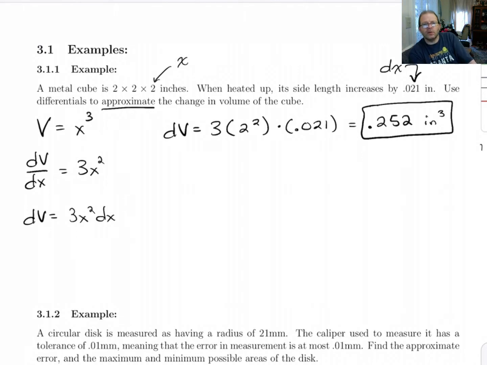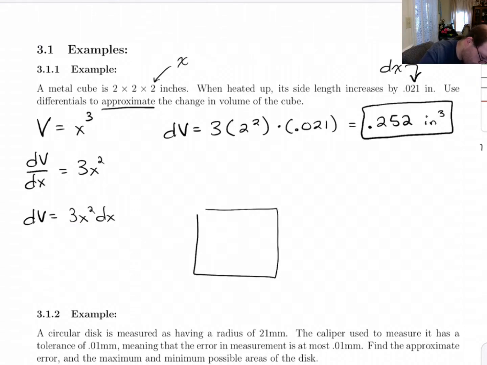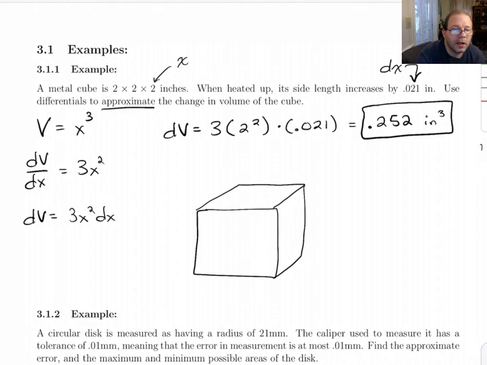But let's talk about what's going on here. Specifically, I want to talk about the geometry going on behind this. When we start out, we've got a cube that's 2 by 2 by 2, so it looks like this. And then when the thing expands, in all three directions, it's going to grow.